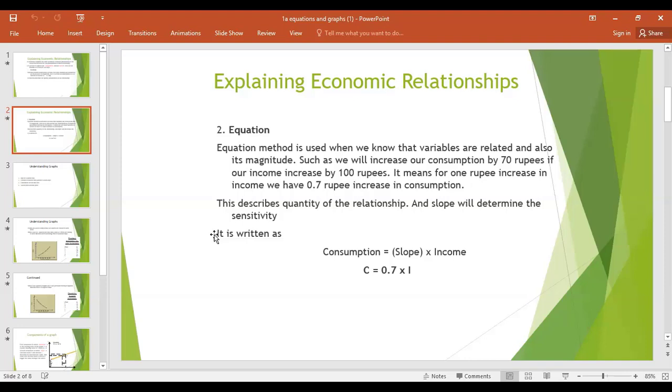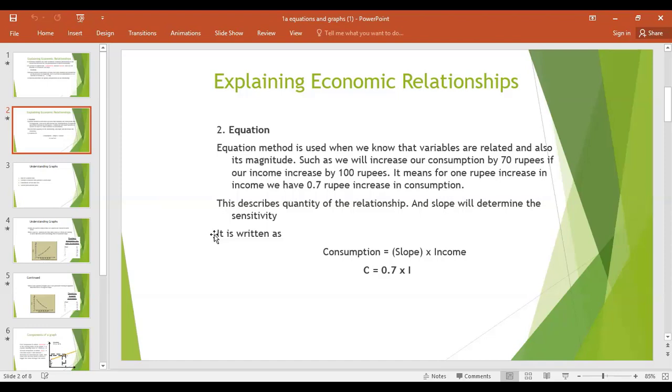Such as in the example, if we increase our income by 100 rupees, we will increase our consumption by 70 rupees. So in the example below, if you put the value of I as 100, multiplied by 0.7 is 70. Now you are actually quantifying the relationship. In the function, you didn't know that if there is 100 income, how much consumption will be. But in the equation, you have the liberty to measure the exact number, so that you can respond appropriately.